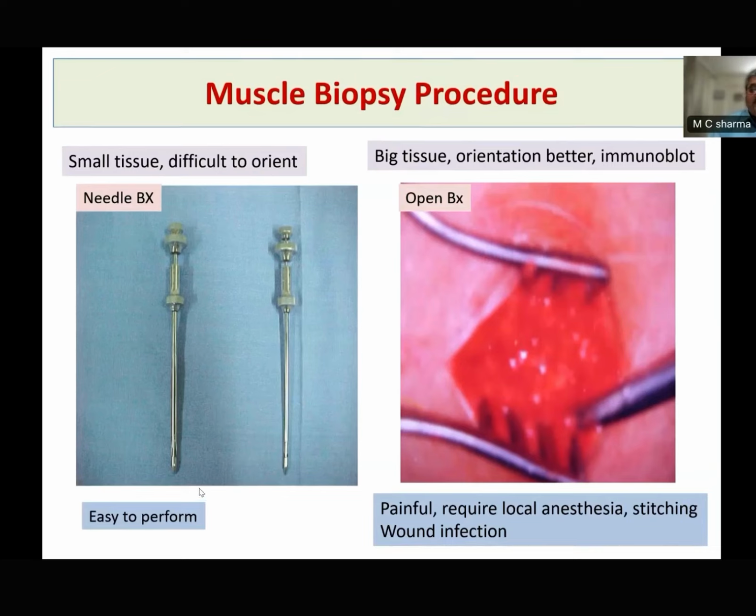It is easy to perform. Not a big incision is given. Whereas in the open biopsy, an incision is given. It is painful. It requires local anesthesia, stitching, and sometimes there may be wound infection. So in some places, people prefer general anesthesia, but in a normal procedure I think it is not required. One can do it under local anesthesia.